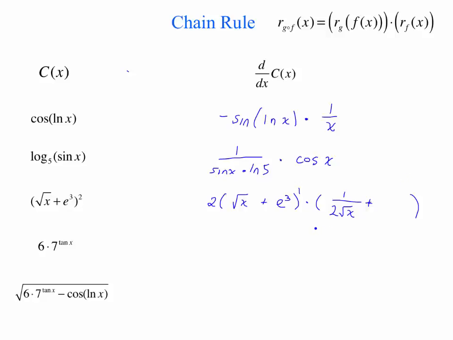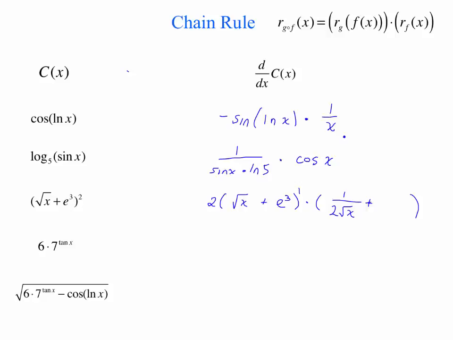Okay, so for this first one, 2 times. So what would you call the exterior function there? What is that exterior function for that next one? Something squared, right? So the derivative or rate of change function is 2 times that thing to the first, leaving the inside as it is, and now times the rate of change of the inside, which is 1 over 2 radical x plus what?